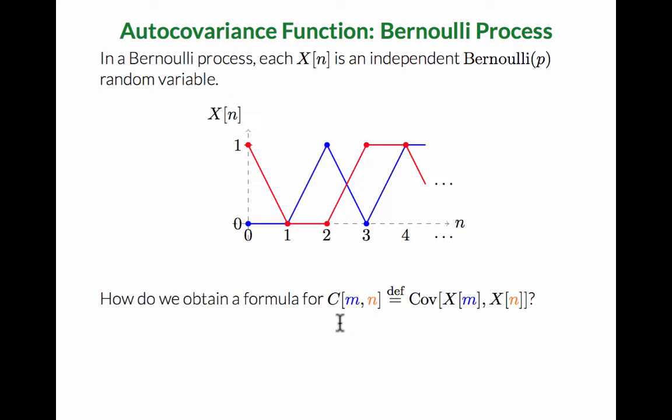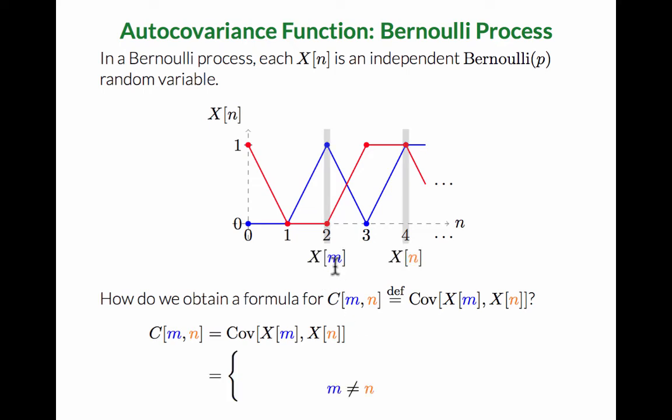Now, how do we obtain a formula for the autocovariance function of this process? Remember, the autocovariance function is the covariance between the process at two times, which we'll call m and n. In this case, we don't have a formula for X of n that we can just plug in here. We actually have to think about what the covariance is using the definition of the process, using what we know about its properties. So first, let's take two distinct times m and n, where m is not equal to n. What is the covariance between X at time m and X at time n? Well, by the definition of the process, these two random variables are independent. So their covariance must be 0.